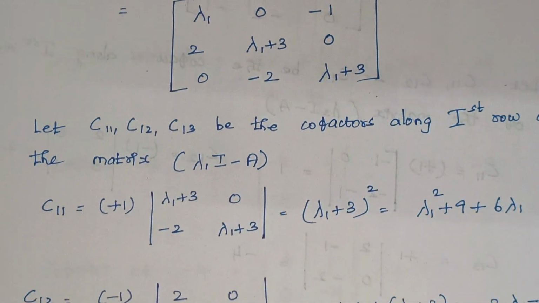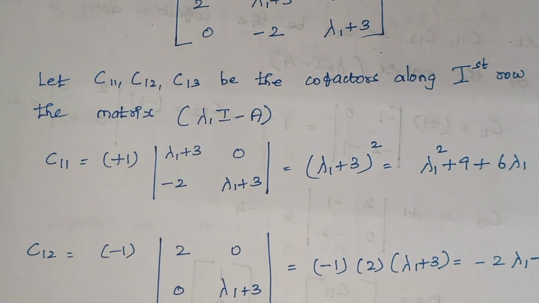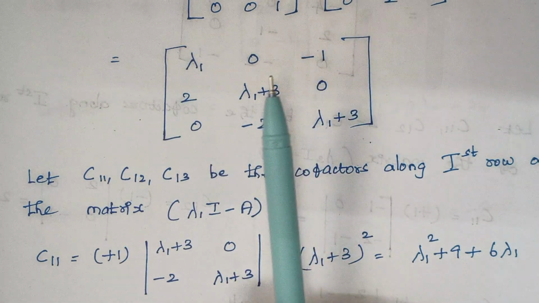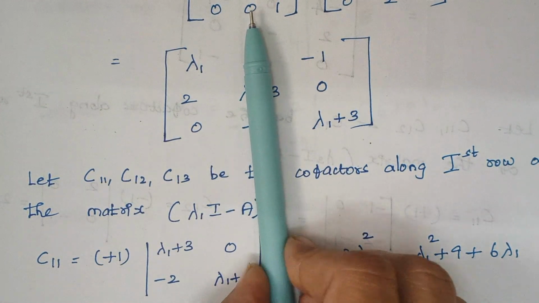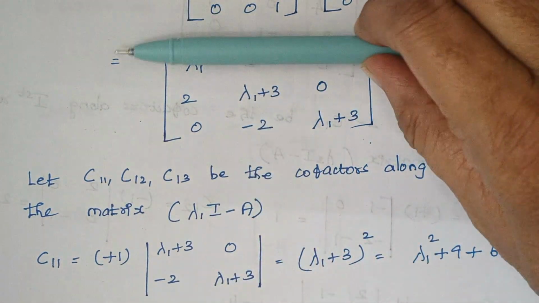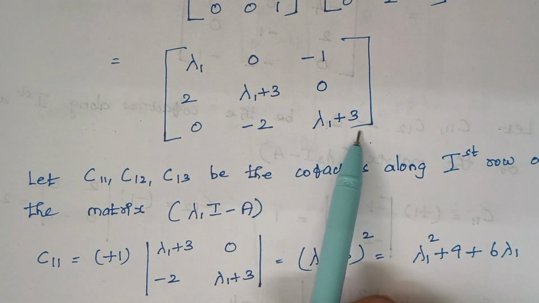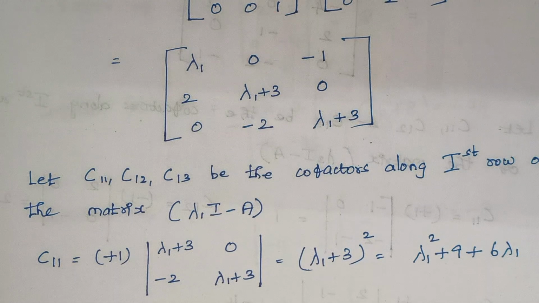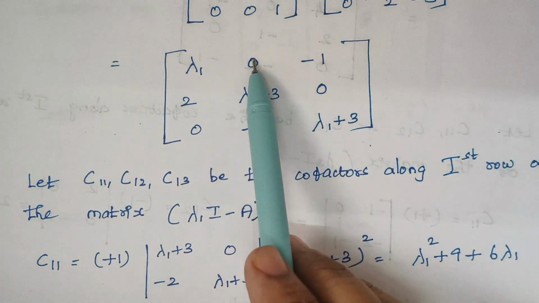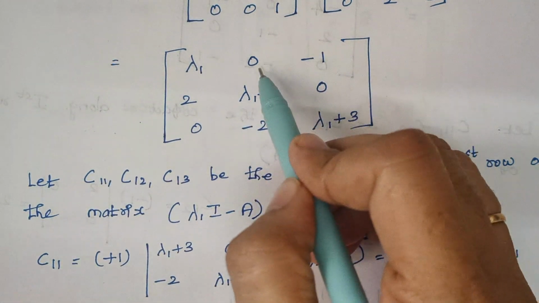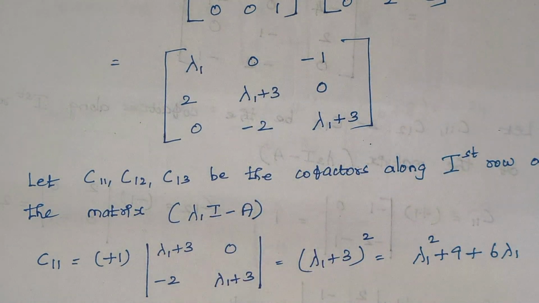The next thing is C12. So for C12, again, you have to leave this row and this column. So the remaining terms will be 2, lambda 1 plus 3, and 0, 0, right? Never consider this term as 0, right? For considering cofactors, for this term, what is the cofactor? That is the thing you should keep in your mind, right?